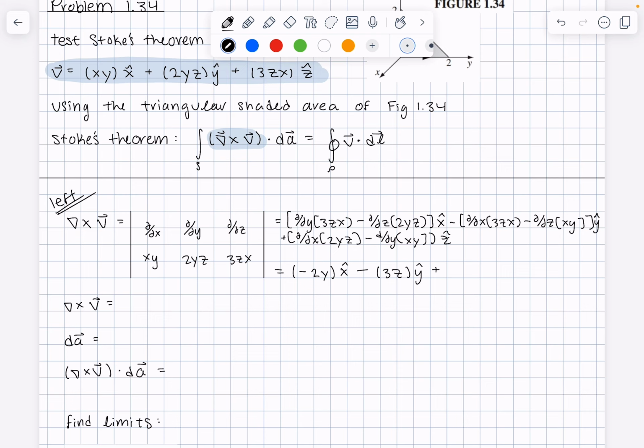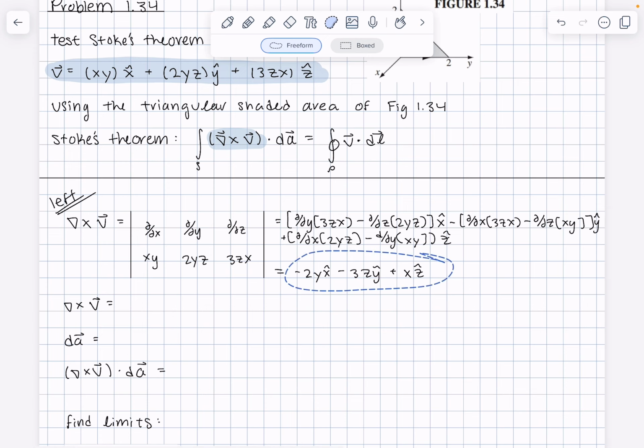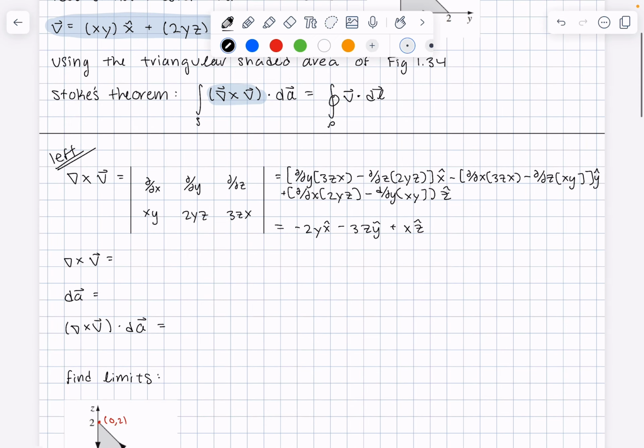And then in the z-hat direction, we'll have the partial with respect to x of 2yz, which is going to be 0, minus the partial with respect to y of xy, which is just going to be x in the z-hat direction. And I'm just going to simplify this as 2y x-hat minus 3z y-hat plus x z-hat right here. Okay. Now that we have that, we can rewrite it over here.